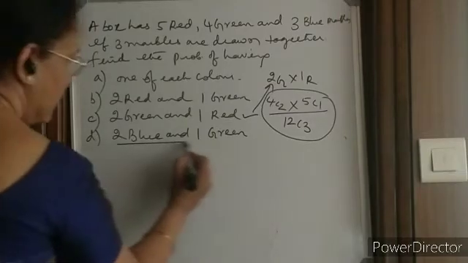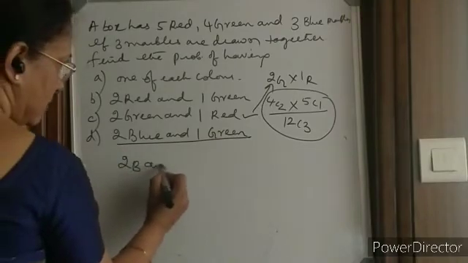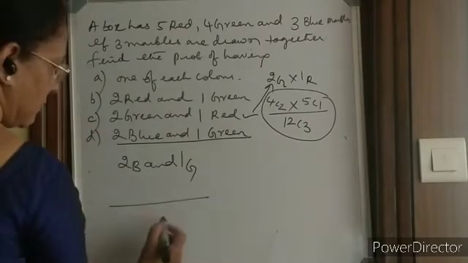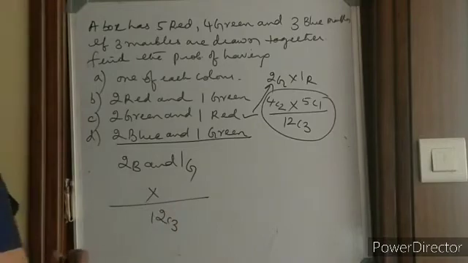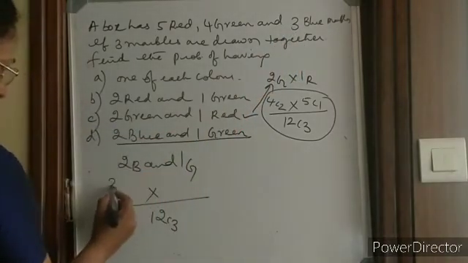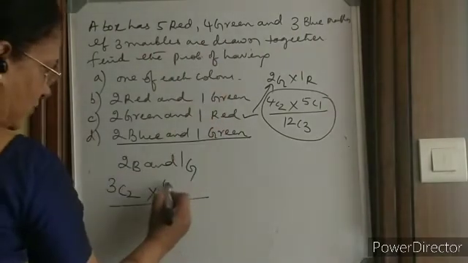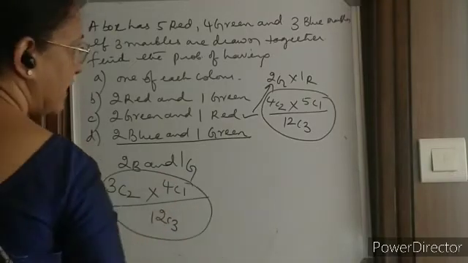Now coming to the last part. So 2 are blue and 1 is green. Okay. Now divided by 12 C3, and since it is an and, we put multiplication. So 2 blue. How many blue? 3 out of 3. So 3 C2. 1 is green out of 4. So 4 C1. Now again we will have to simplify. Fine.